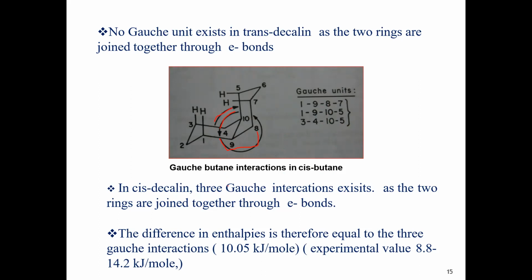The difference in enthalpy is therefore equal to 3 gauche interactions, 10.05 kilojoule per mole, and the experimental value of that interaction is 8.8 to 14.2 kilojoule per mole. The gauche interaction value there is 10.5 kilojoule per mole.